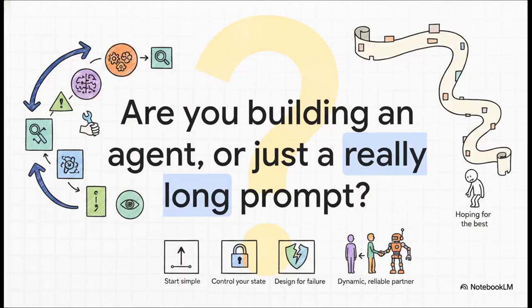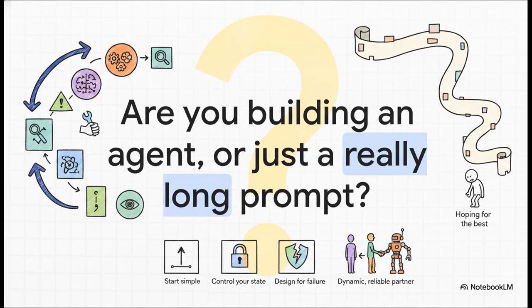As we wrap up this explainer, I really want to leave you with this thought to chew on. Take a hard look at your architecture and ask yourself, are you building an agent or just a really long prompt? Are you truly building an adaptable, stateful system, or are you just hoping for the best with static inputs?